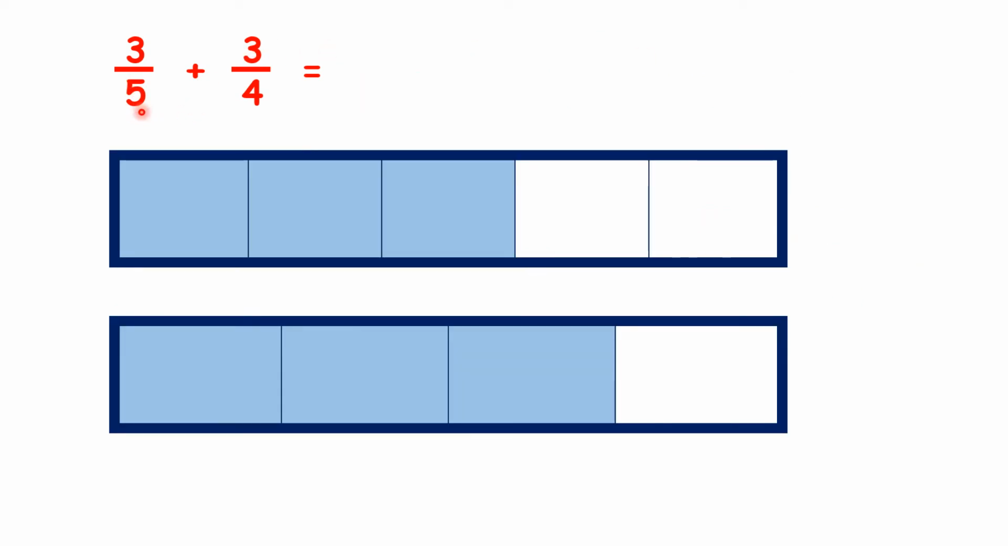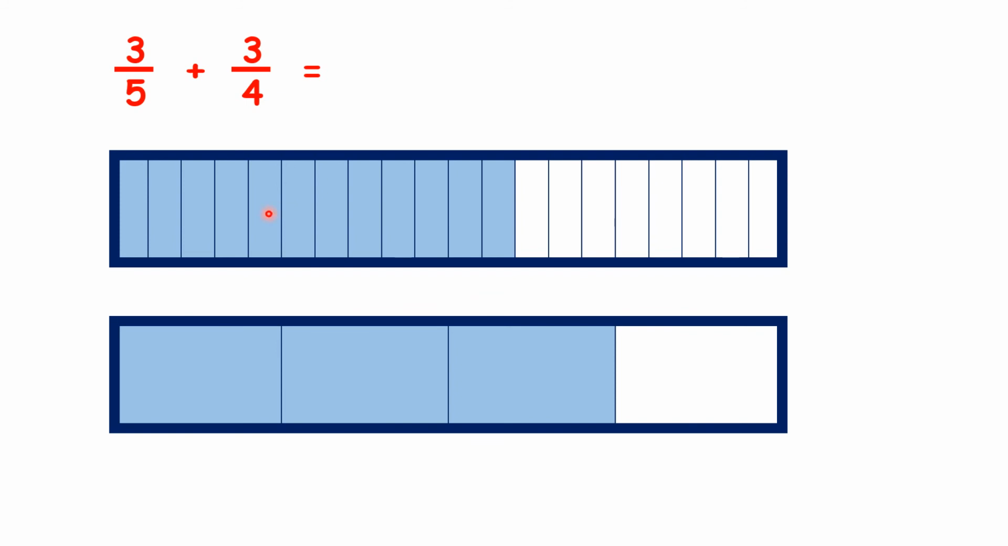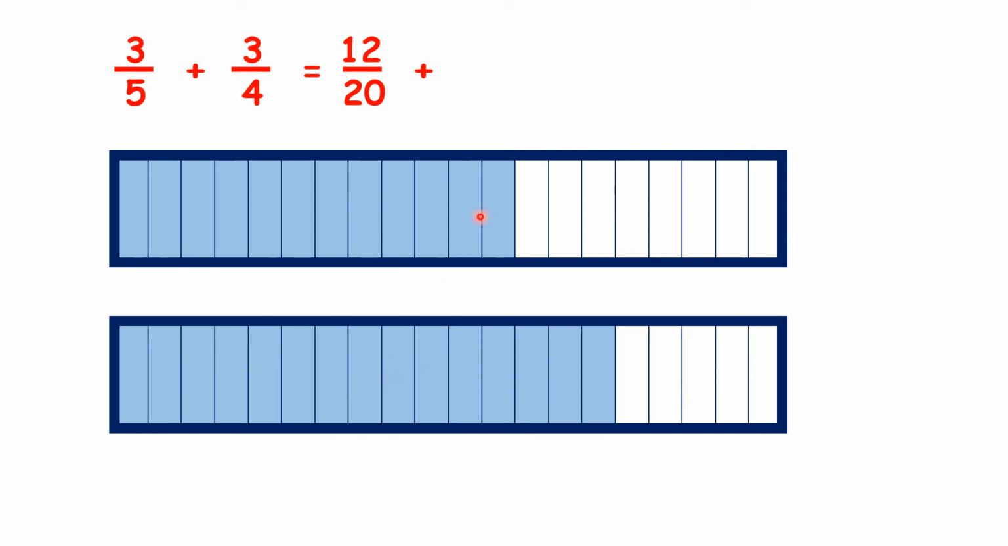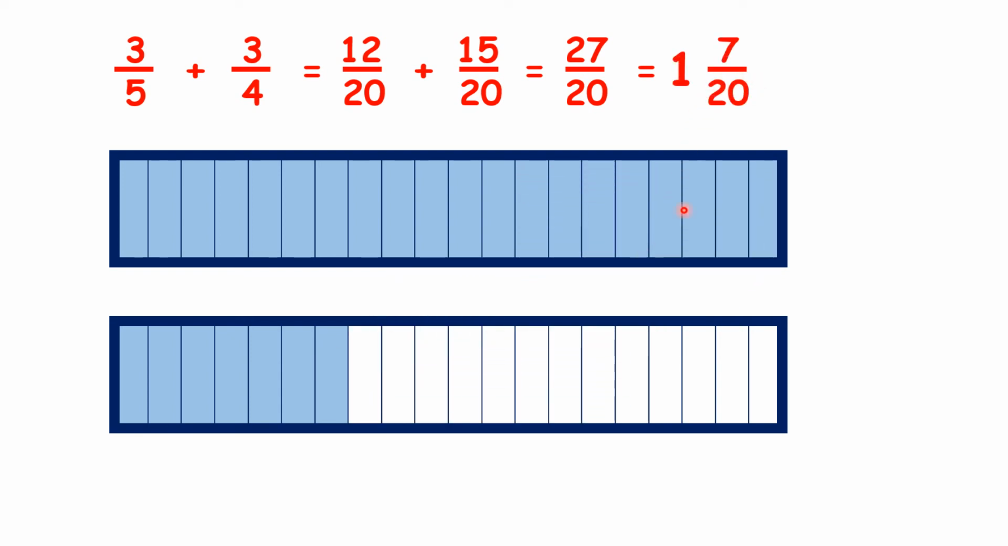So we were adding 3/5 and 3/4. We changed 3/5 into 12/20 and then changed 3/4 into 15/20. So if you counted up how many coloured 20ths we had, you would count 27/20. And as a mixed number, we have 1 and 7/20.